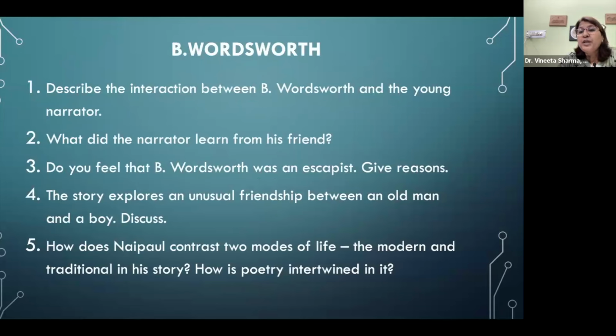Then we have B. Wordsworth. Describe the interaction between B. Wordsworth and the young narrator. What did the narrator learn from his friend? Do you feel that B. Wordsworth was an escapist? Yes, escapism is one of the most important themes of this story, and you should definitely read about it. The story explores an unusual friendship between an old man and a boy.